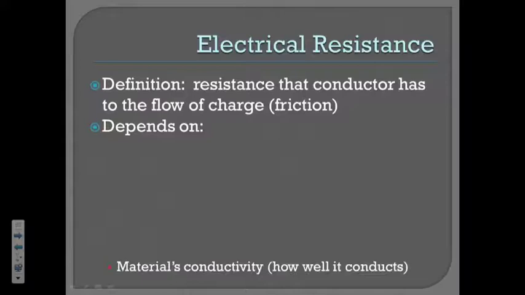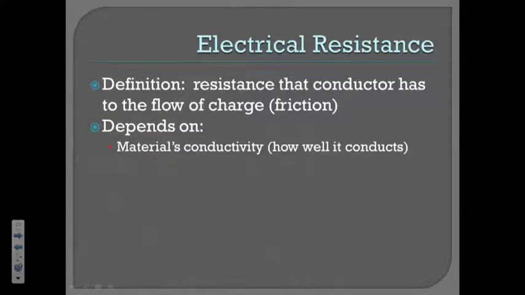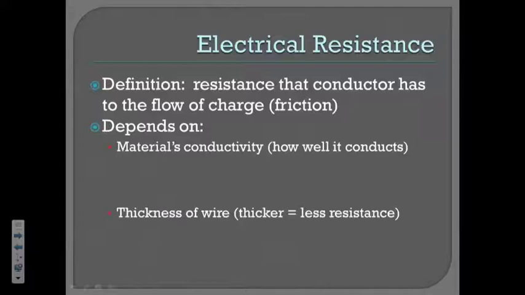And there are all sorts of things that resistance depends on that can adjust the resistance of different things. So for instance, the material. Is it a really good conductor? Is it a really bad conductor? That can affect the resistance of electrons as they're trying to flow.